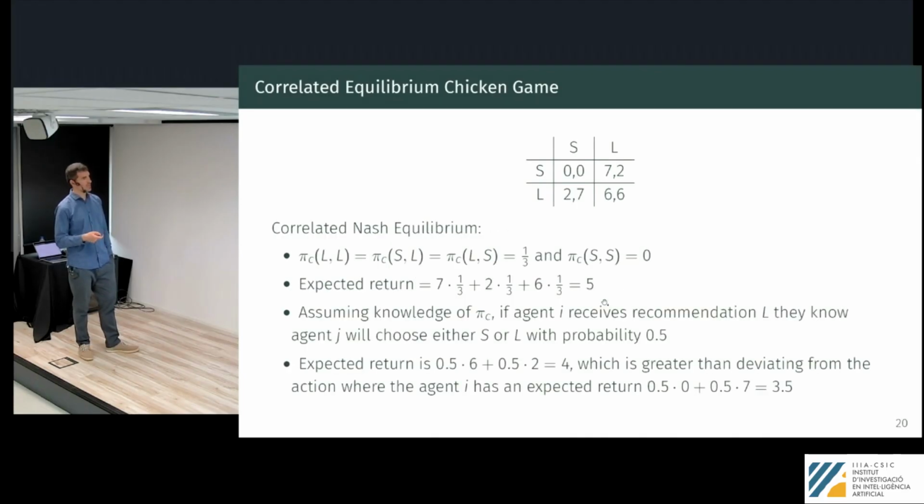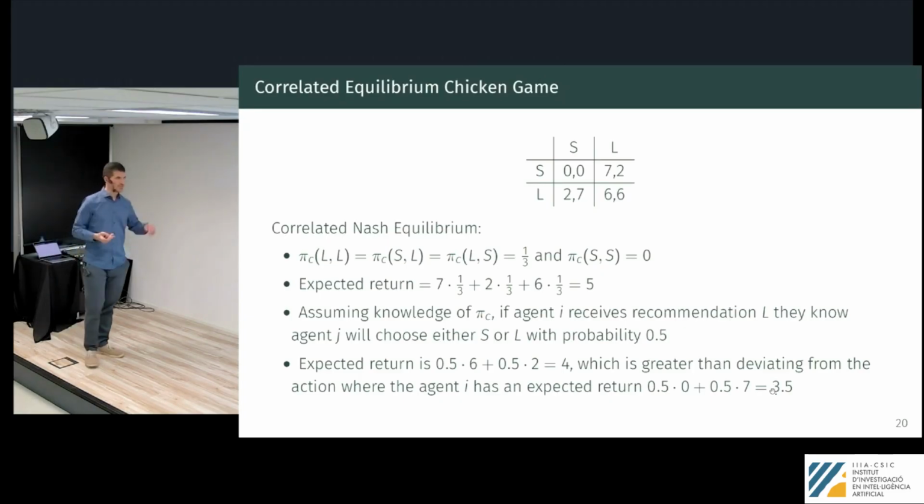And this is simply because we can actually correlate how they choose actions together. So assuming knowledge of this particular joint policy pi c, if agent I receives a recommendation L, they know that agent J will choose either S or L with probability 0.5, because that's defined by this joint policy. And so if you get a recommendation L, you know that your expected return in this case is 4. And there's no other action you can take in response to this recommended action to actually increase your expected reward. For example, if you switch from L to S, then you will get a lower one, which is 3.5.